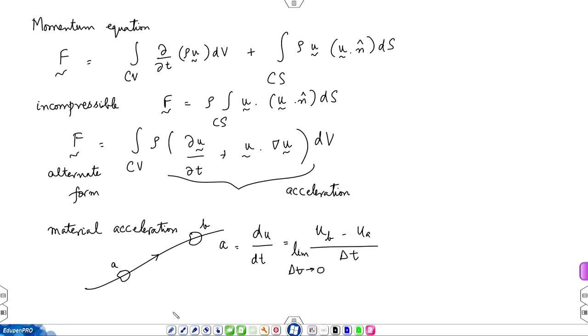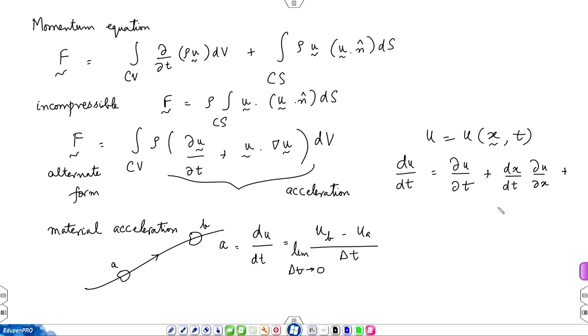So, that is easily established through a mathematical identity. If you write u to be a function of x and t, then the total derivative is equal to, and there will be a third term also if it is in 3 dimensions.